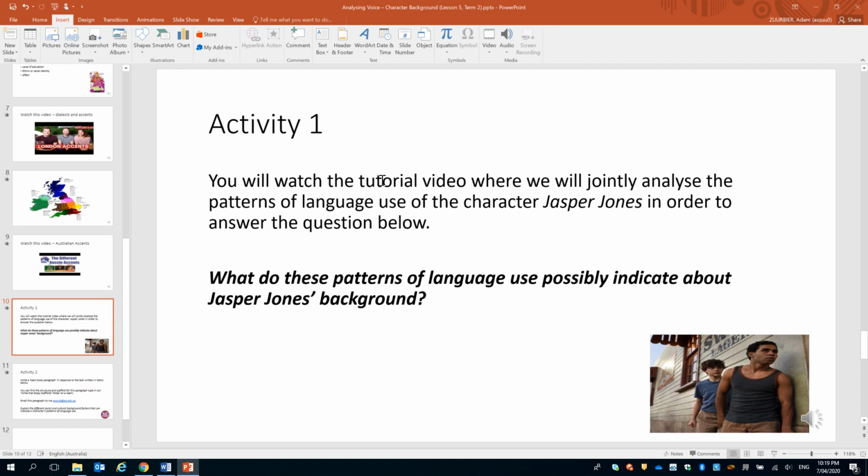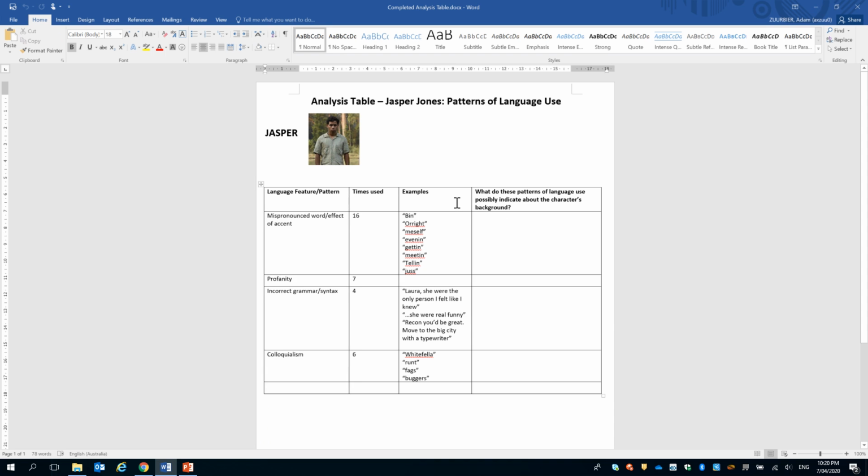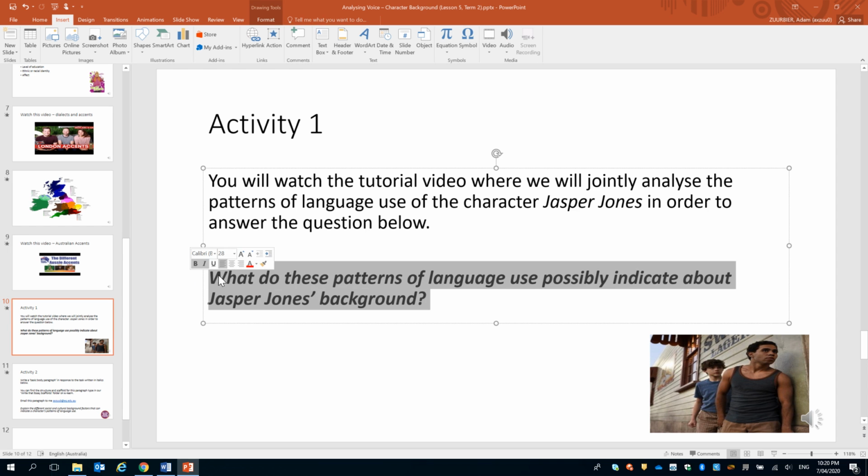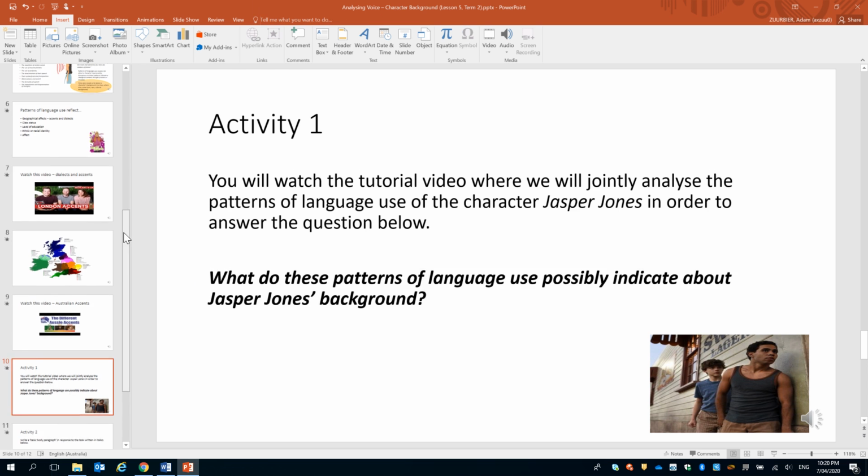So we're at activity 1 and you're watching the tutorial video here. What we're going to be doing is analysing those links between the work that we've done previously, where we identified different patterns of language use of the character Jasper Jones, and now we're going to think about what those patterns of language use indicate about the character's background. So this is our prompt for our analysis. What do these patterns of language use possibly indicate about Jasper Jones' social and cultural background?